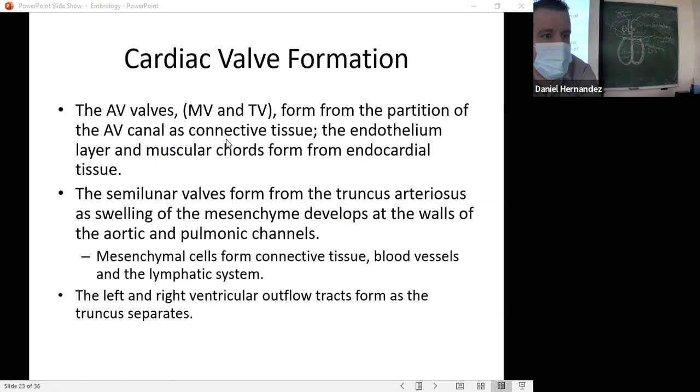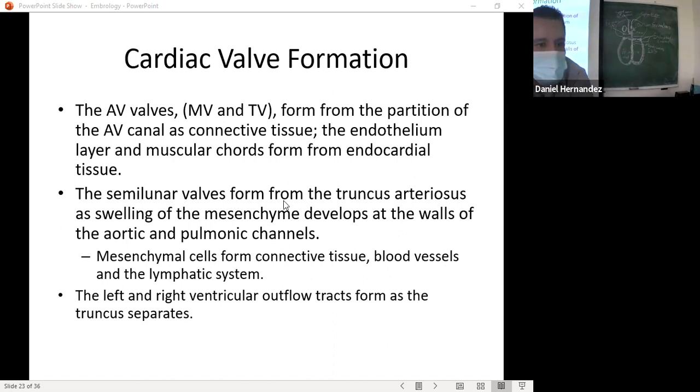All right, so the AV valves, the mitral valve and tricuspid valve, form from the partitions of the AV canals as connective tissue, endothelial layer, and the muscular cords from the endocardial tissue.